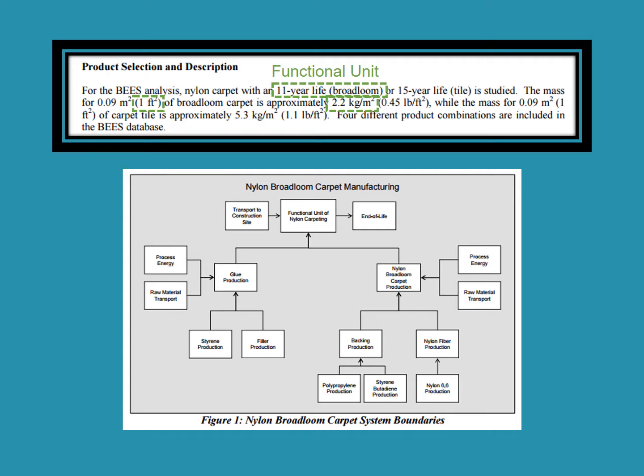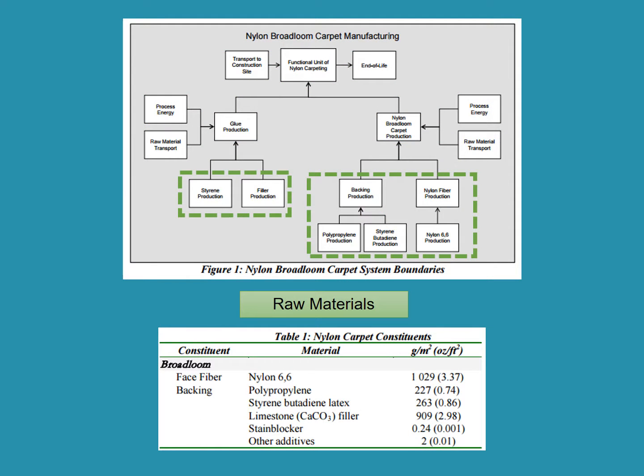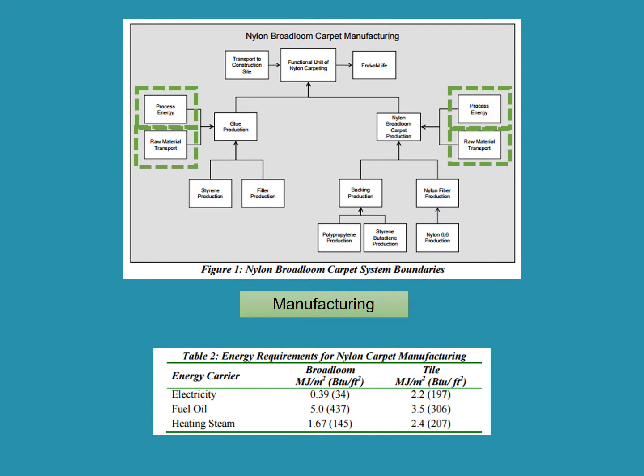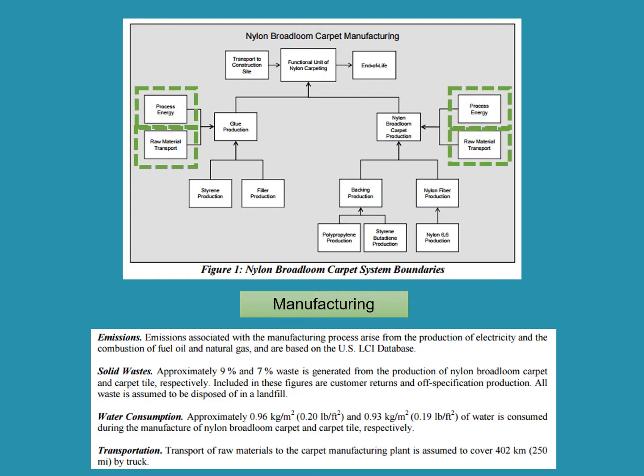Looking at the boundary conditions, we can see the stages of a product we have discussed. Here we see the raw materials. Looking into the file, we can see the raw materials that contribute to the environmental impacts, such as nylon 6,6 and limestone. Next is the manufacturing process. We can see the assumptions made here for this product, including items like the solid waste from the manufacturing process and the approximate transportation of raw materials to the manufacturing facility.